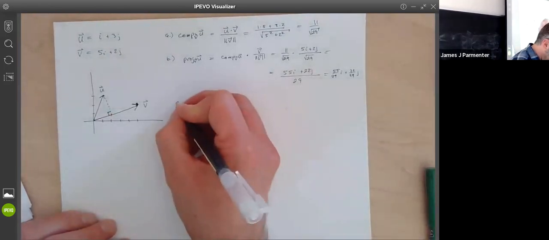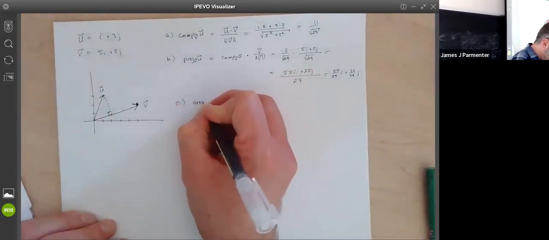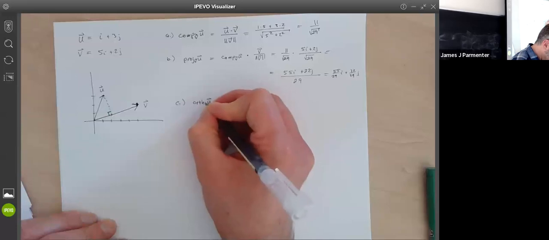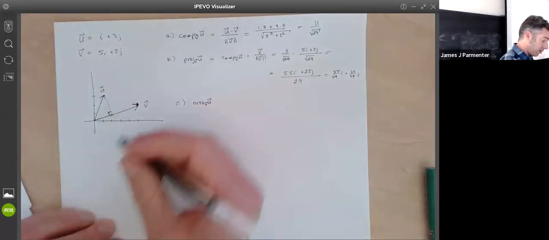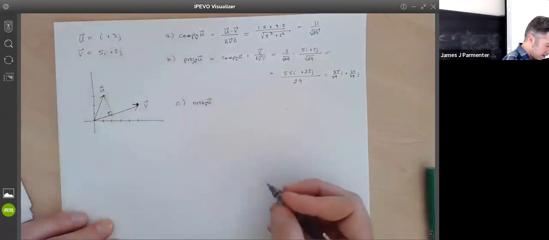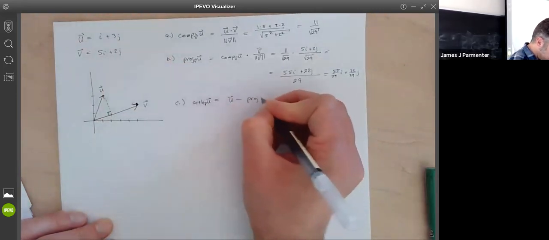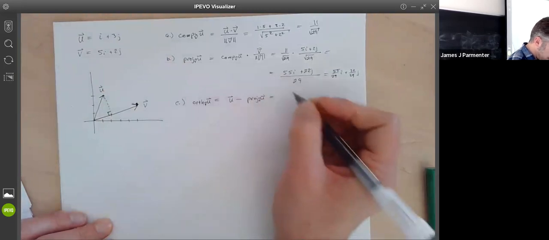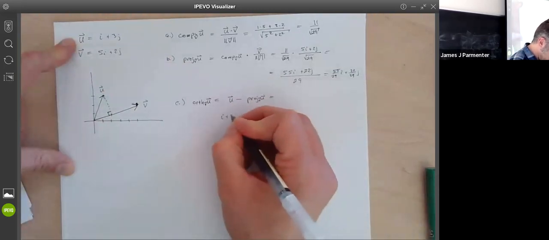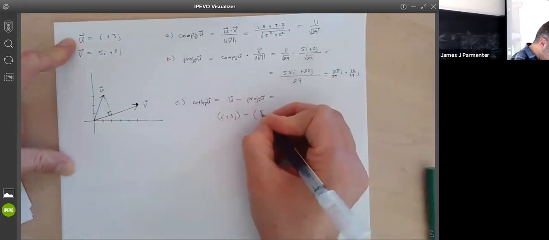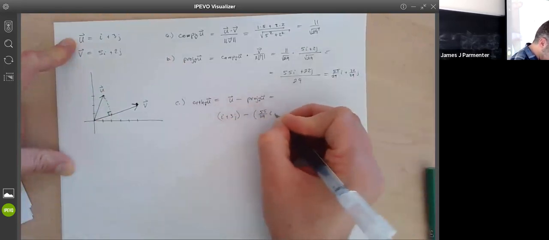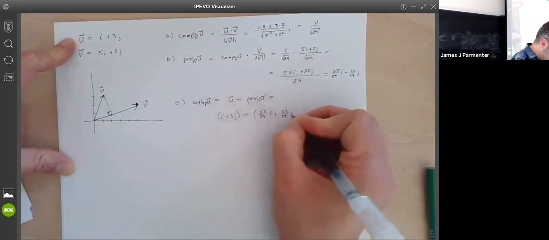And then we could find the orthogonal projection of u onto v, or I should say the orthogonal complement, sorry. We're finding this part here. That's just going to be u minus what we just found, which is going to be, okay, u is i plus 3j minus this thing over here, 55/29 i plus 22/29 j.